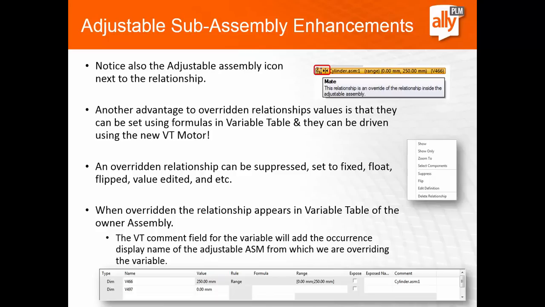Another advantage with the overridden relationship value is that it can then be set up using the variable table, which can then be driven with our new variable table motor in ST8. An overridden relationship can be suppressed, fixed, floated, flipped, etc. When overridden, that relationship will appear in the variable table of the owner assembly. You'll also notice in the comment field, a variable will be added with the display name of the subassembly that relationship comes from.